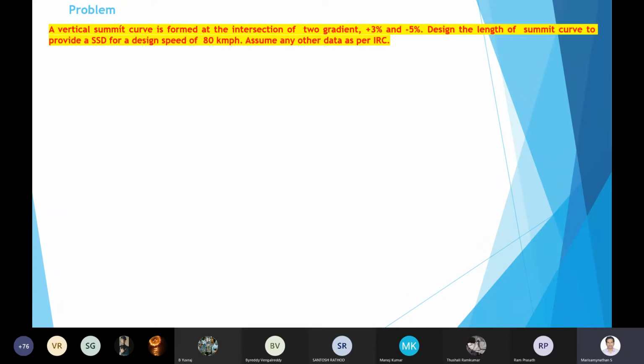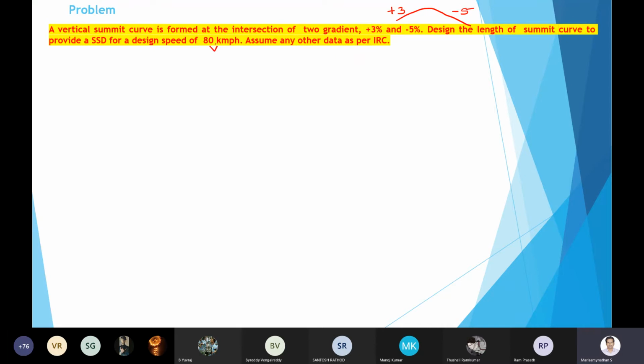So this is a problem. A vertical summit curve is formed at the intersection of two gradients: plus 3 percent is ascending, then minus 5 percent is descending. So this is a vertical summit curve. Design the length of the summit curve to provide the SSD for a design speed of 80 km per hour.